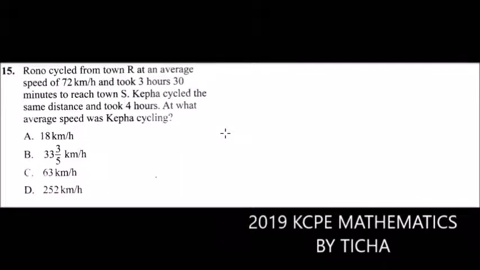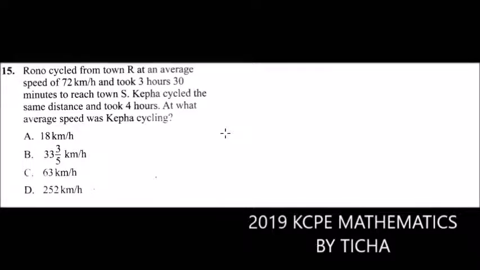Question number 15, we are told Rono cycled from town R at an average speed of 72 kilometers per hour and took 3 hours and 30 minutes to reach S. Kcpe cycled the same distance and took 4 hours. At what average speed was Kcpe cycling?